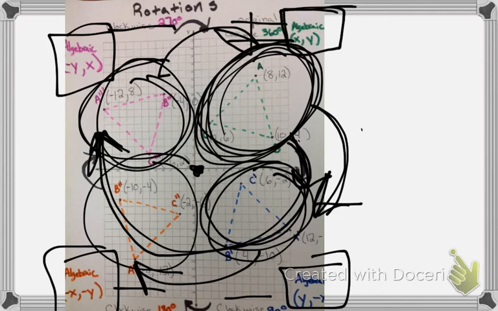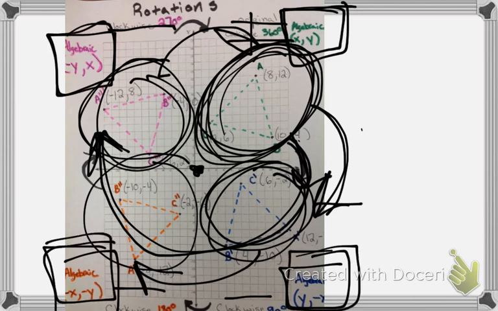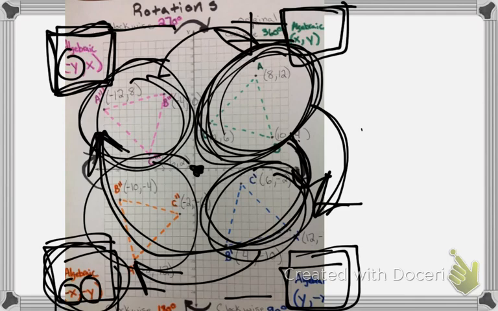Okay? You can always apply the same algebraic rules for whatever degree rotation you're looking at. 90 is always going to be flipping your x and y and changing the sign of your y. 180 is always going to be just changing the sign of your x and your y. Okay? Make sure that you have everything written that is on these slides.